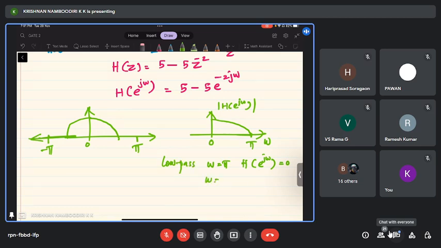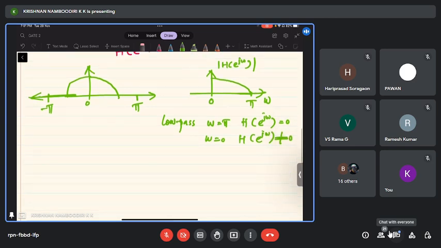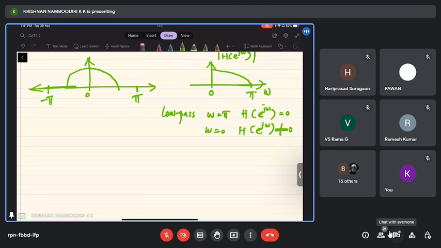And at omega equal to 0, H of e power j omega will be not equal to 0. That is also very important. Now let us see a high pass filter. So the high pass filter characteristic will look like this. High pass.